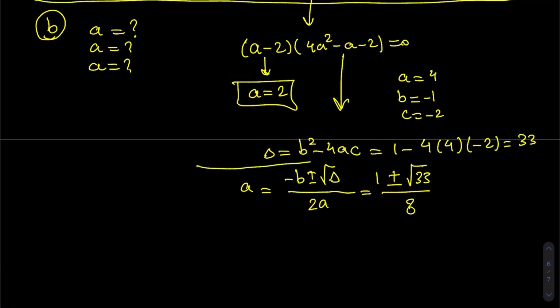So actually, there are two, because one with positive and one with negative. These two are also another two of the possible values of a.